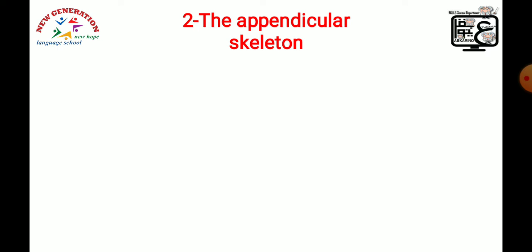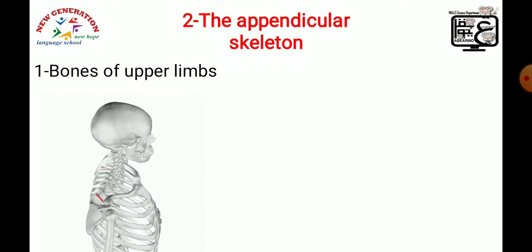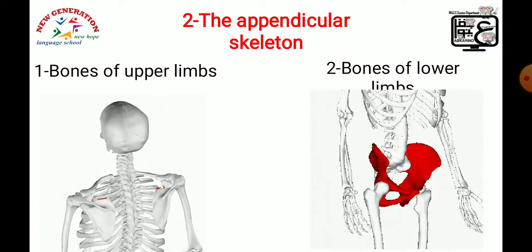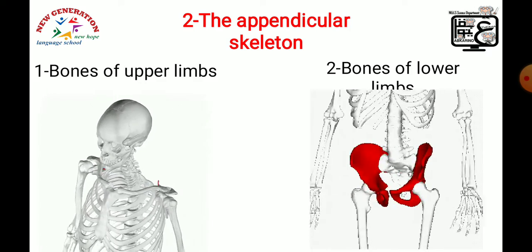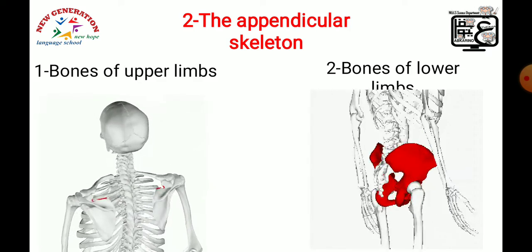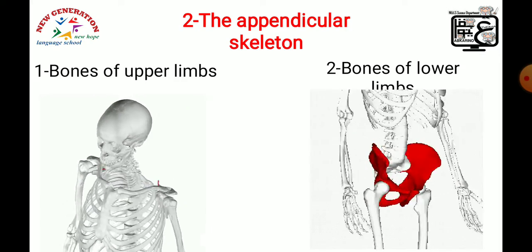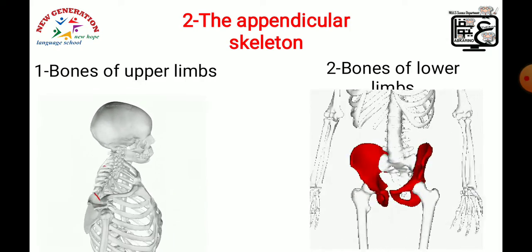Do you know that, my friends, the appendicular skeleton consists of two parts. Number 1, bones of upper limbs, as you see in this picture, and number 2, bones of lower limbs, as you see in this picture. So first we're gonna talk about the bones of upper limbs. They are connected to shoulder bones, as you see in this picture.